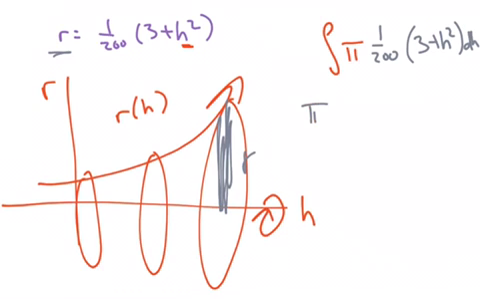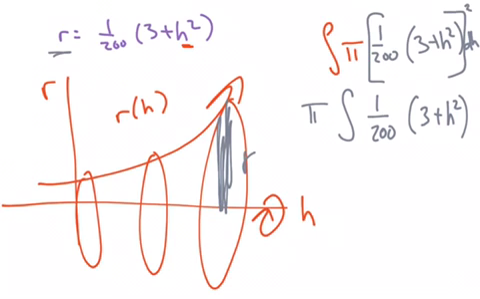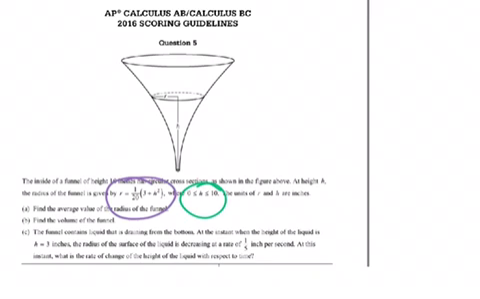Take out the pi. And we're going to integrate 1 over 200 times (3 plus h squared). Now, I made a little mistake here. We're squaring this, right? We're taking all of this and squaring it, and there's a dh. Also, here's the other point we have to make sure of: what are we integrating from? Well, remember, we're going from 0 to 10. That's from right here.